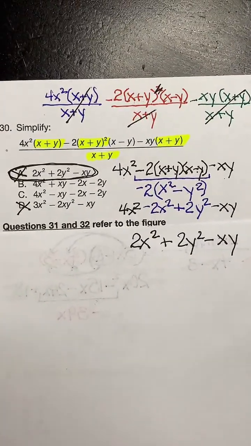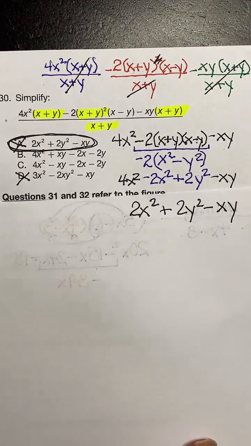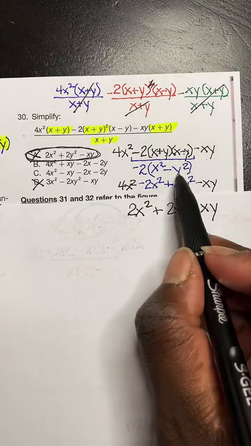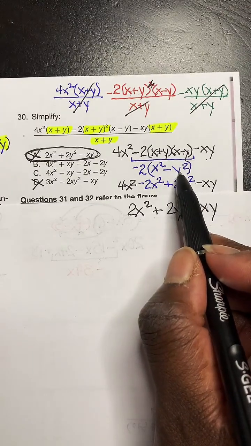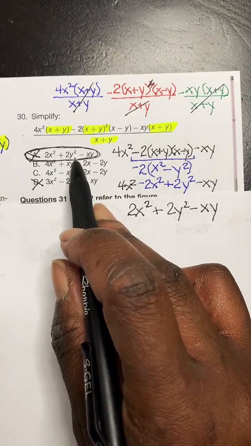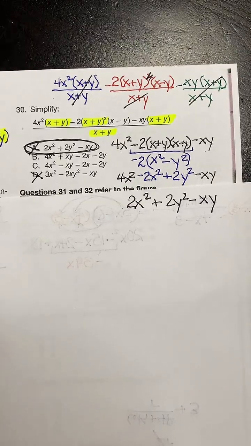Okay, so it is A. It is definitely A. Because once I saw this y squared happening, I was like, I might want to rethink this, because the only one that has a y squared is A. So then we just had to keep on going. All right.